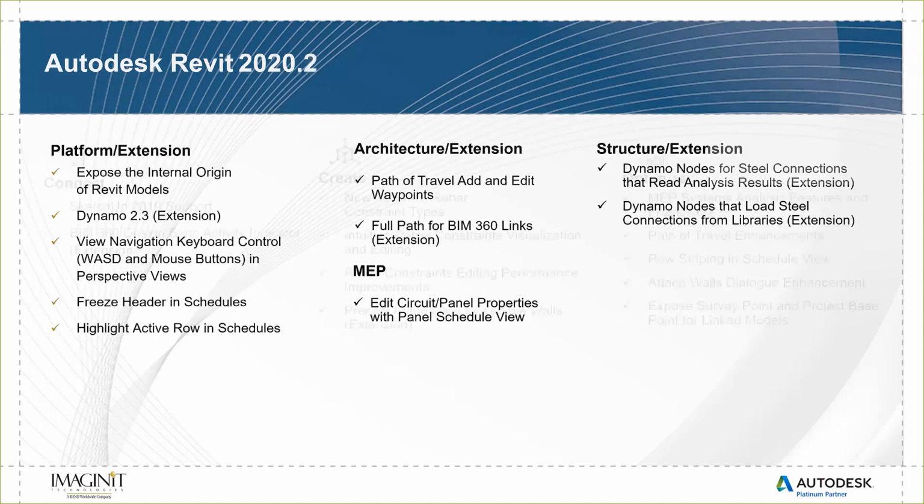And in 20.2, we have it set up to be more in line with the products, if you will. So the platform for everybody, architecture, structure, and MEP. On the platform side of things, they've exposed the internal origin point. They've released 2.3 of Dynamo. They give us some navigation tools to help better zoom in and zoom out and play around in perspective views. Some more scheduling features. On the architectural side, they did some more work on the path of travel and some work on the BIM 360 side of things.